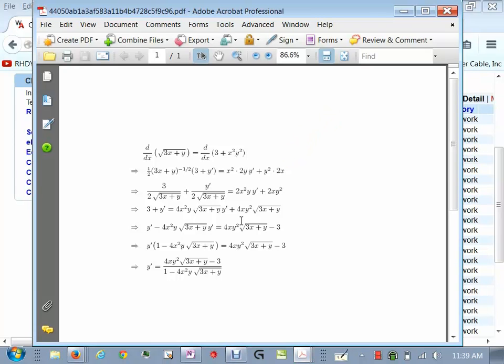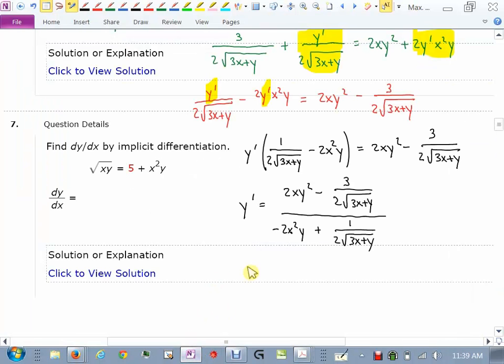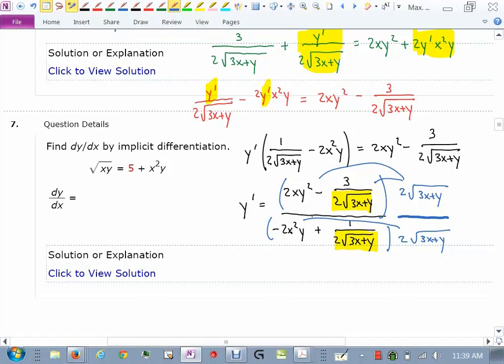All right. So they cleared fractions. So let me just get you to there. What we're going to do here is try to get rid of this denominator that we have in both of these. To do that, I'm going to multiply the top and bottom of this by 2 root 3x plus y and 2 root 3x plus y. And when I do that, I'm going to have to distribute that through here and through here and then through here and through here.